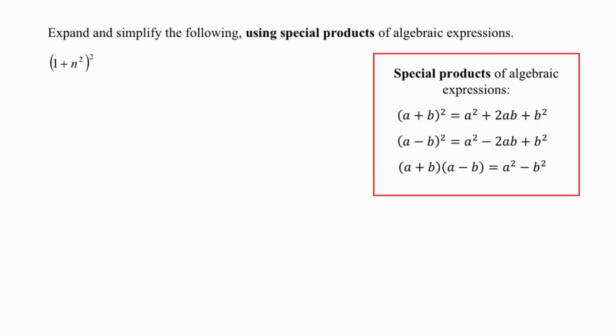Hello everyone, welcome to this video where we are required to use the special product to solve this problem, and step 1, I need to choose the correct product to use, which is in this case (a + b) square. And once I choose that already, I need to know which one is my a. In this case it is 1, and which one is my b, the whole n square.